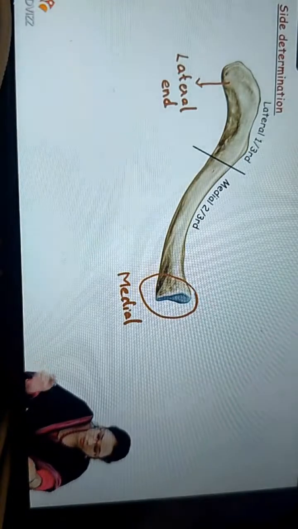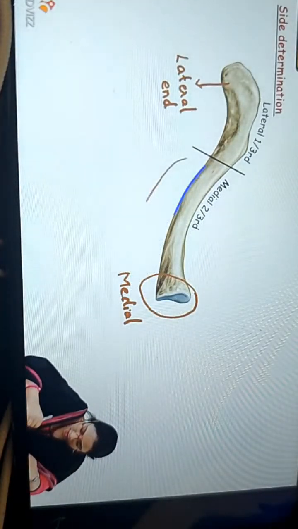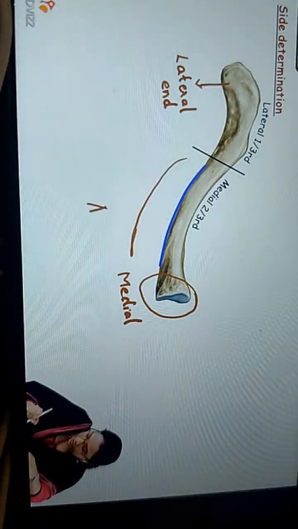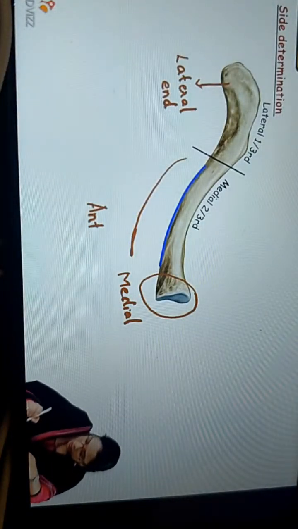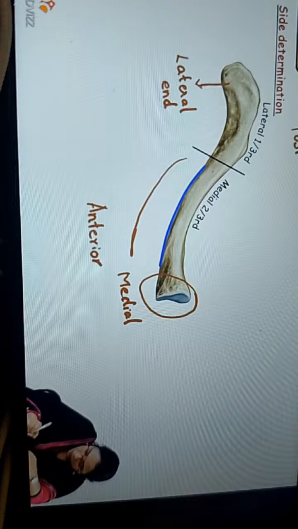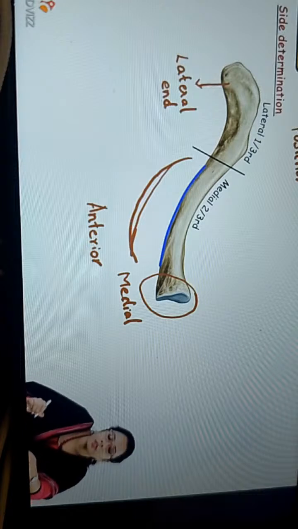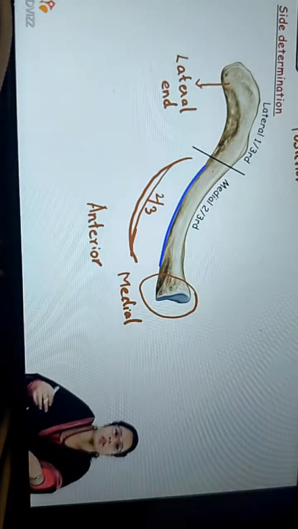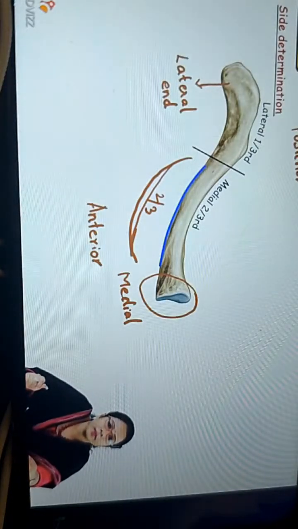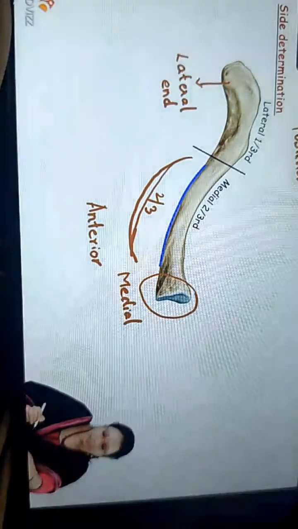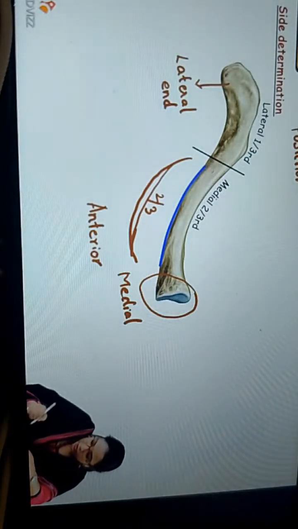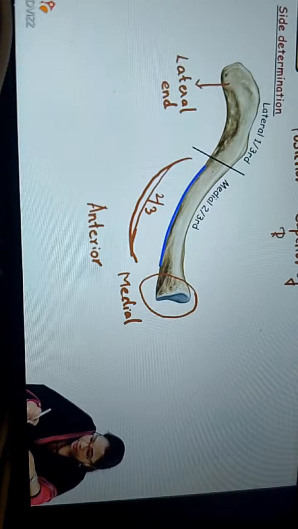Medial 2/3 of the clavicle is convex. So if you see the anteriorly, so here is the anterior and this is the posterior. So this is the convexity of the anterior side. So medial 2/3 of the clavicle is convex anteriorly. So what we are having here is the right clavicle. So this is the superior surface of right clavicle.